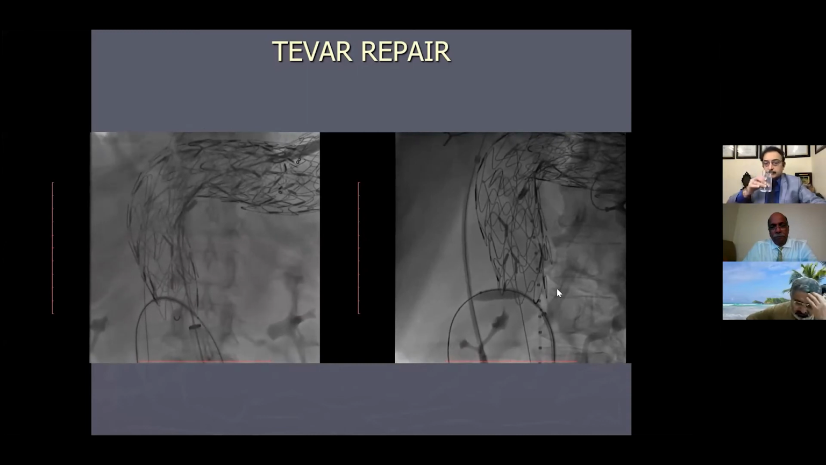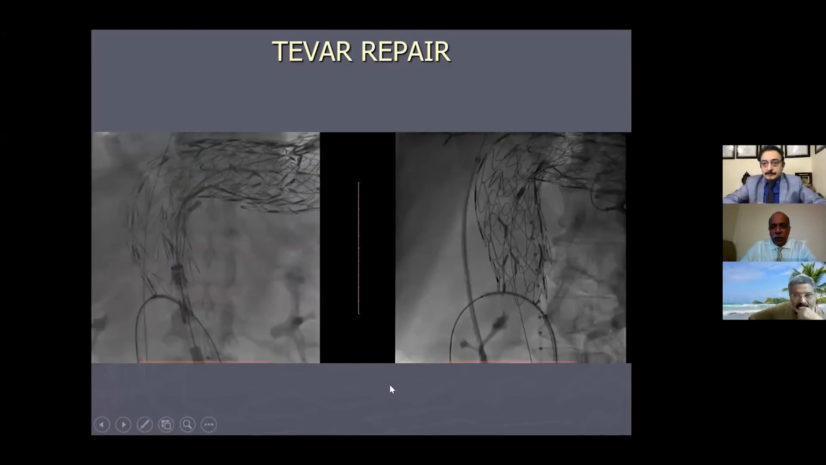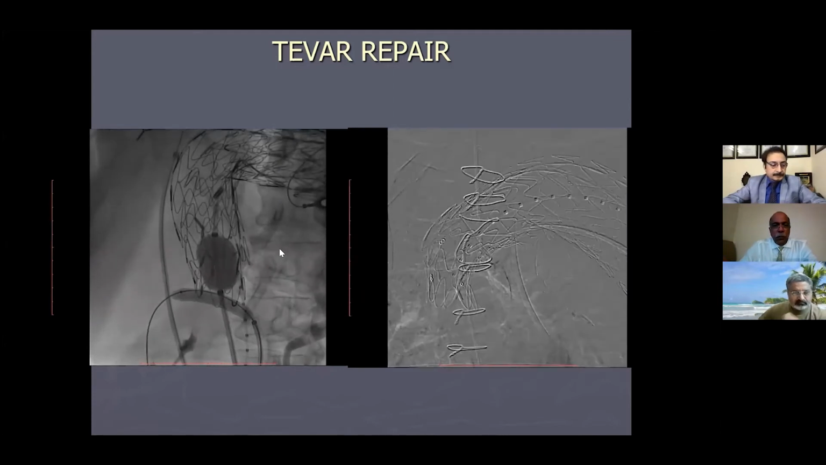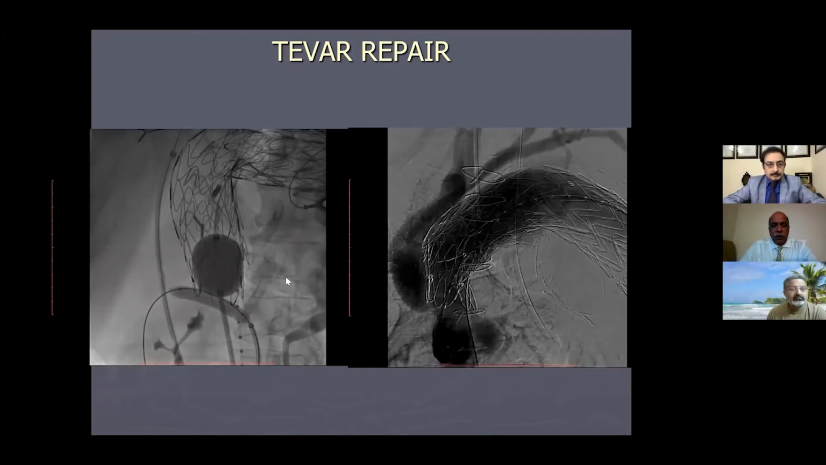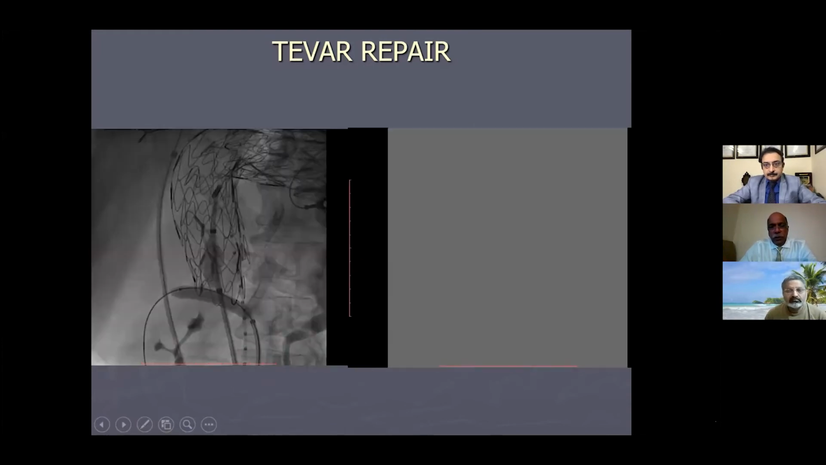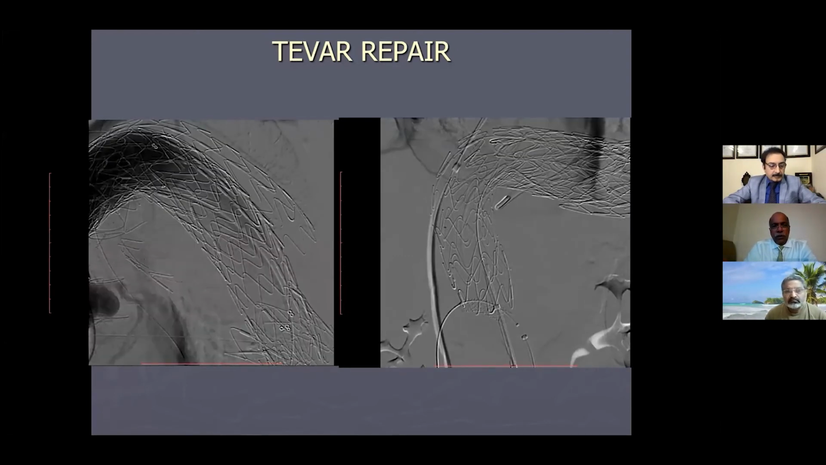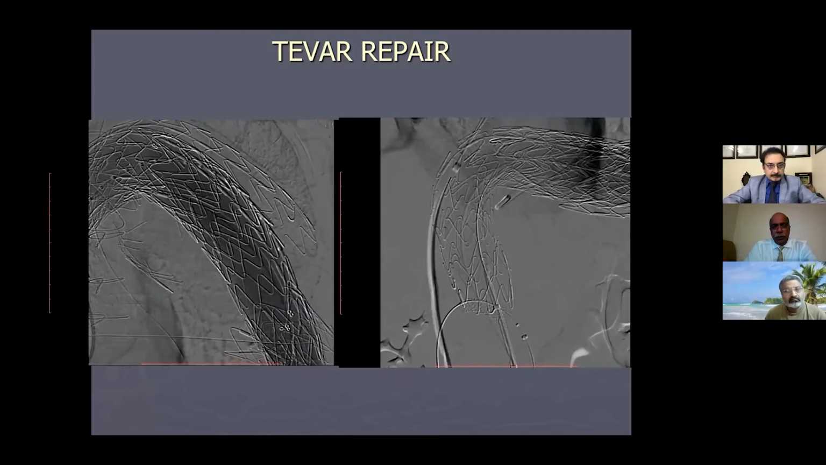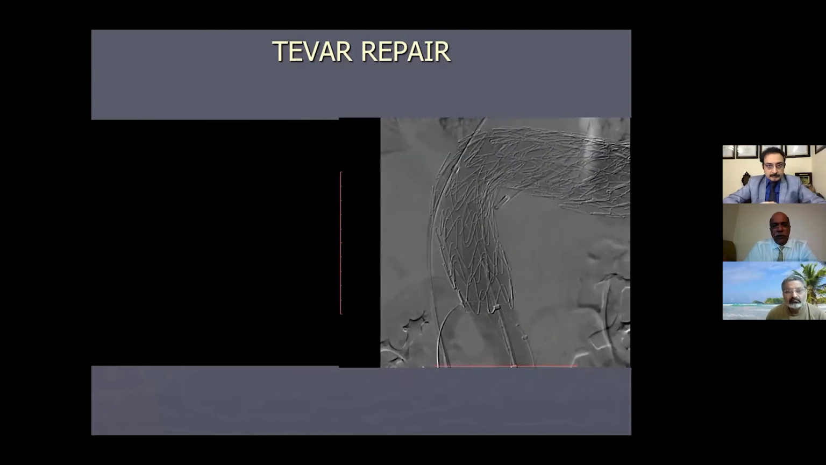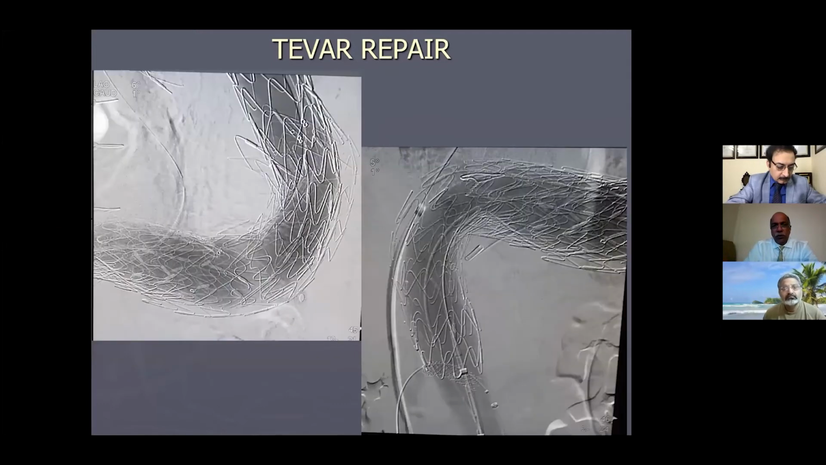And then, just to be on the safe side, we put a covered stent in the superior mesenteric artery so that we don't cover it. Thereafter, we did the balloon dilatation, and we seemed to have a pretty good result. And this is the angio post-procedure. Seems to have sealed it. There doesn't seem to be any primary or secondary endoleak. And these are still images to show you that there was no endoleak.